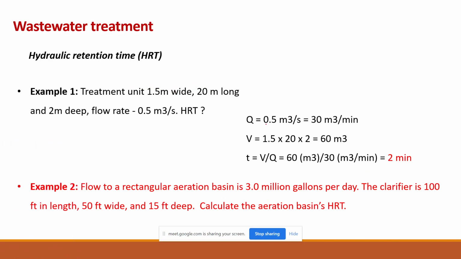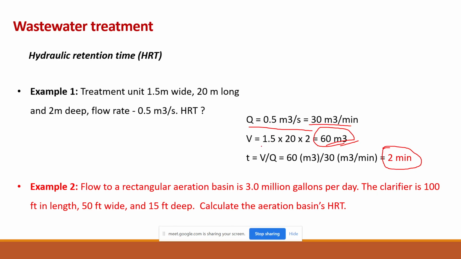Okay. So the flow rate is given to us as 0.5 meter cube per second, right? And the volume you can calculate by multiplying the length, breadth, and the depth. So it will give you 60 meter cube. You just divide the volume, which is 60 meter cube, by the flow rate, that is 30 meter cube per minute, and you will get the HRT as 2 minutes. So your hydraulic retention time for this will be 2 minutes.